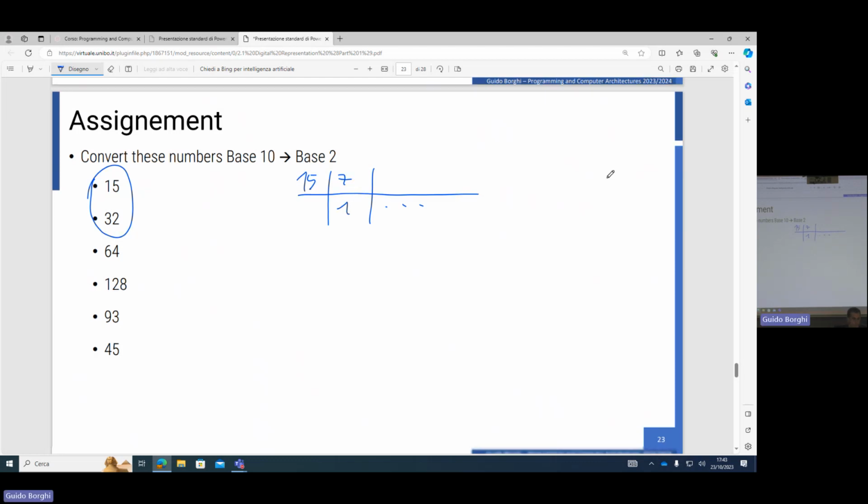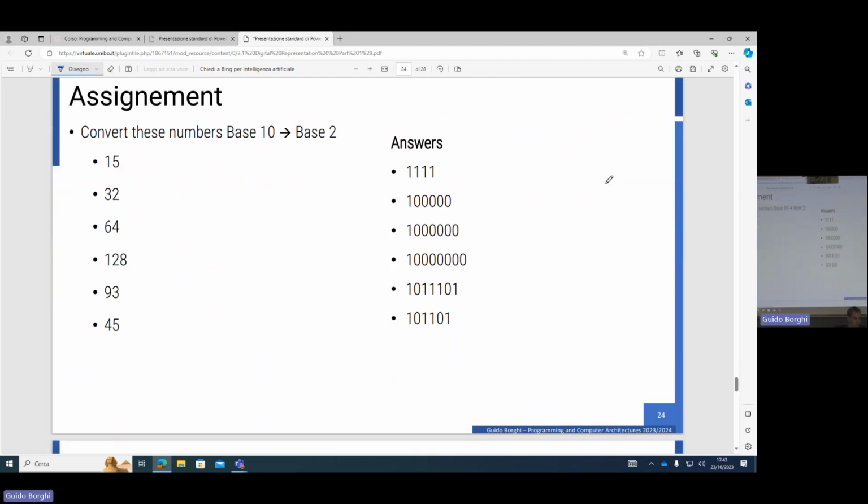Okay, so here you can see the solutions. In this case, 15 is 1, 1, 1, 1. You can compute 1, 1, 1, 1 with the table. So you can write 15 divided by 2 is 7, remainder 1. 7 divided by 2 is 3, remainder 1. 3 divided by 2 is 1, remainder 1. 1 divided by 2 is 0, remainder 1. So four different ones.